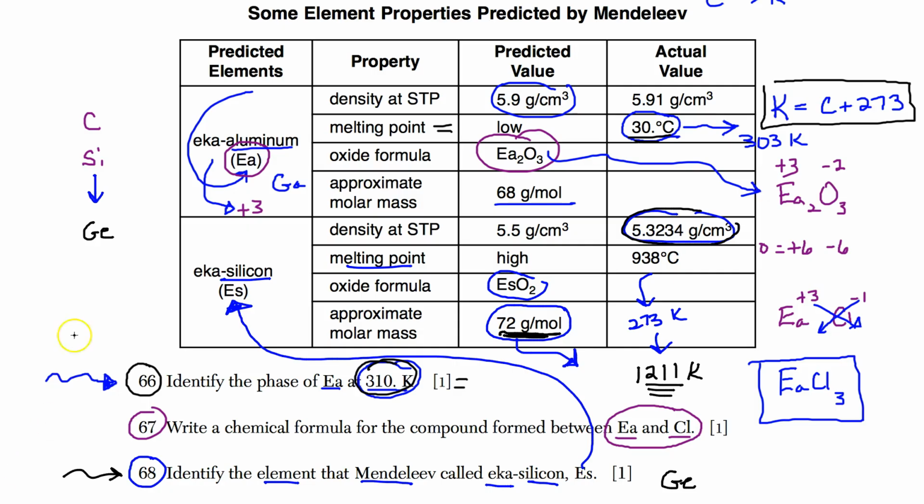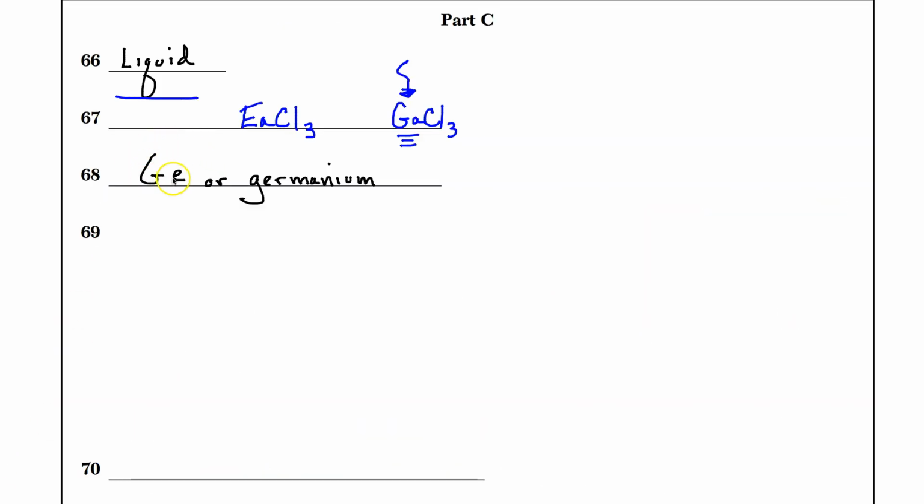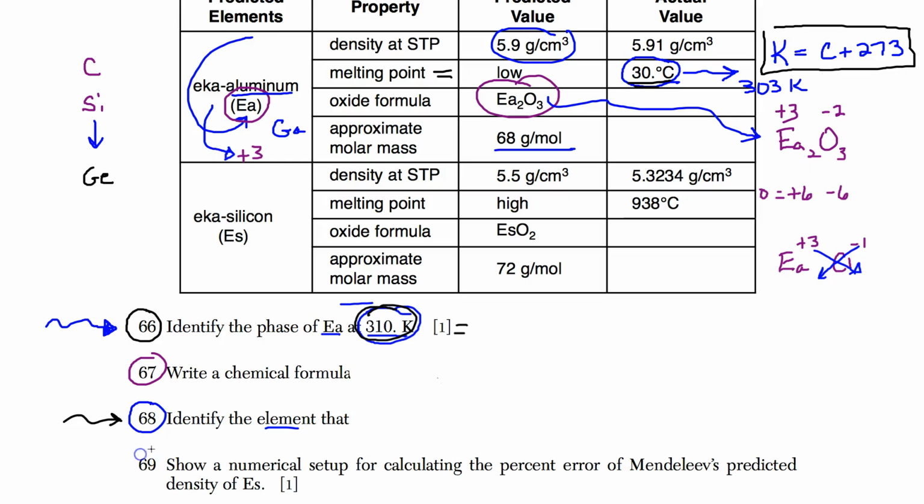Let's get that in the answer booklet. So it's germanium. You can write the symbol or its name. There it is, number 68. On to number 69.